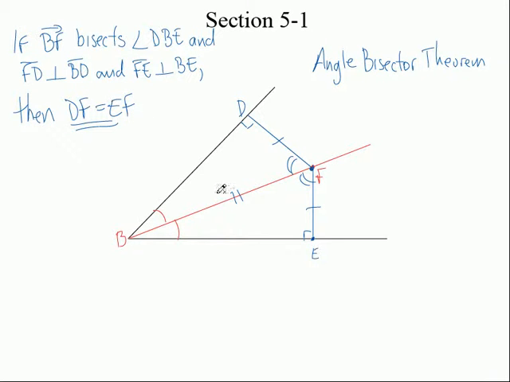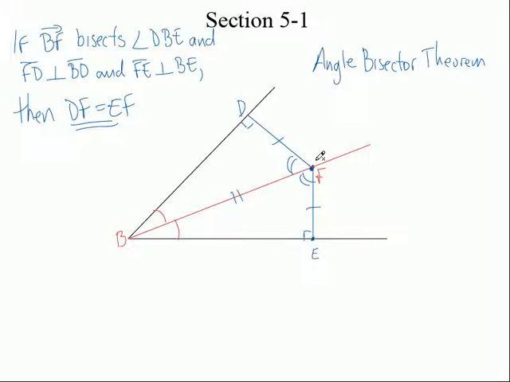If this is an angle bisector, I keep saying perpendicular because that's what we did yesterday. If this is an angle bisector, and at this point F, FD is perpendicular to this side, and FE is perpendicular to this side, then guess what must be true about the lengths of DF and EF? They have to be equal to each other. You get it? Got it?